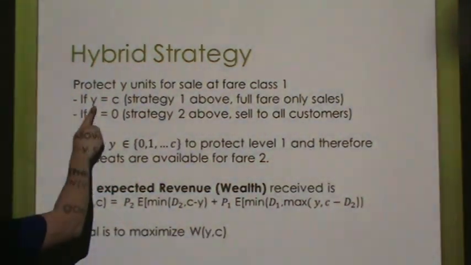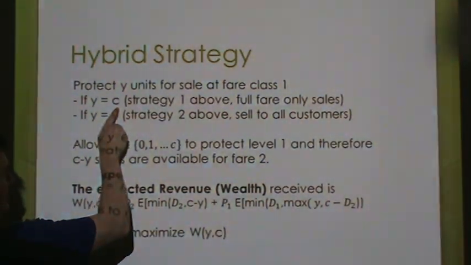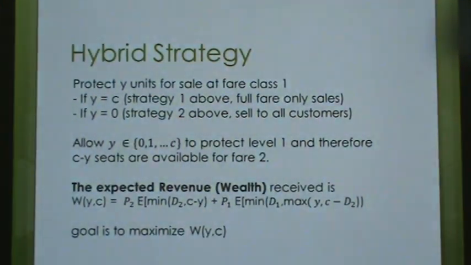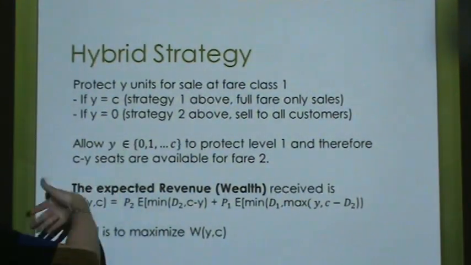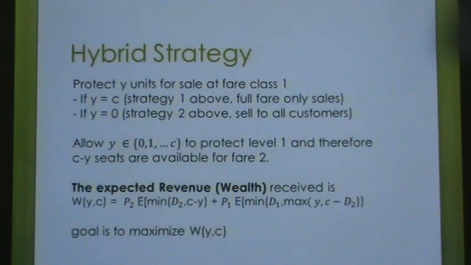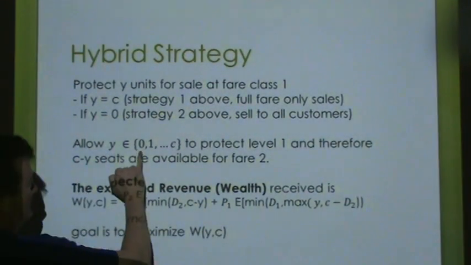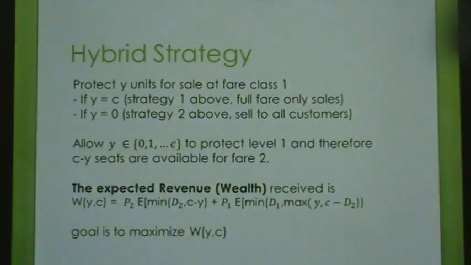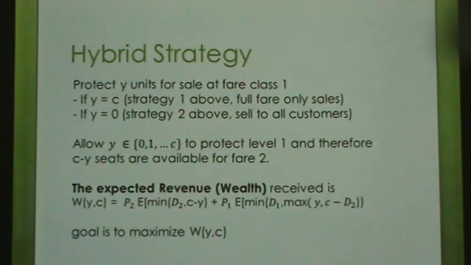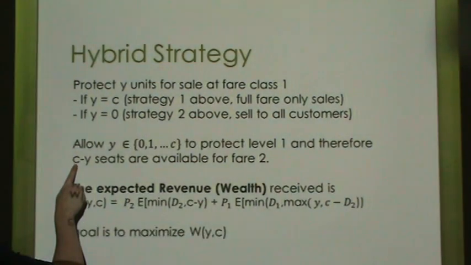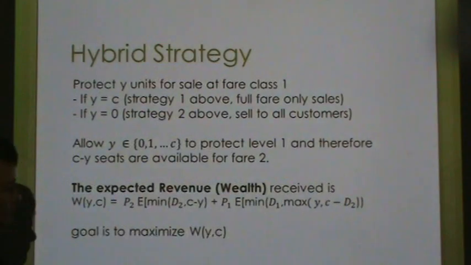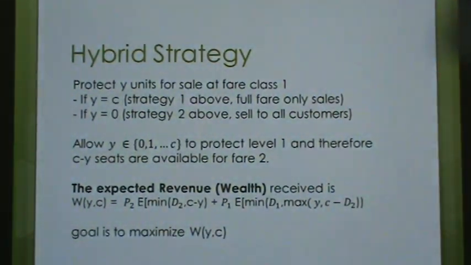Okay, so if we said Y equals the capacity of the plane, that is the strategy before. That means we're protecting every seat, so we're only selling the high fare ones. If we say Y equals 0, then it's basically whoever shows up buys them. That's strategy 2 from before. But what we can do is allow Y to be any value between 0 and the size of the plane, and our goal is to pick the best one. Therefore, the capacity of the plane minus the ones that are being protected are available for fare 2. Whether they come and buy them all, we have to see.